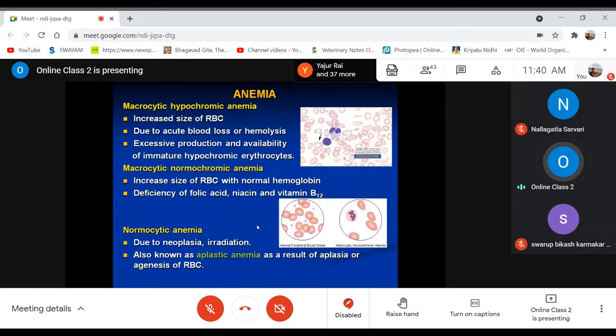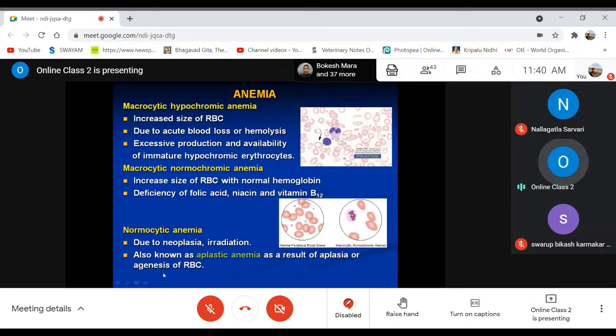The size of the RBCs is normal, and this happens in cases of cancer and neoplasia, or after irradiation like X-rays. This is also known as aplastic anemia, a result of aplasia and agenesis of RBCs. That means in such cases, the production and development of the RBCs sometimes fail.